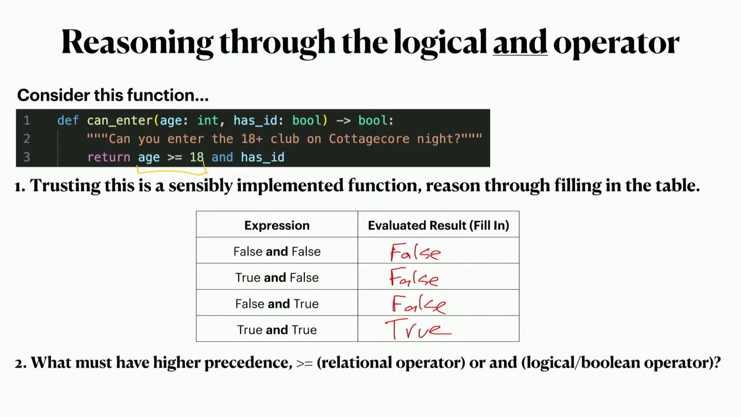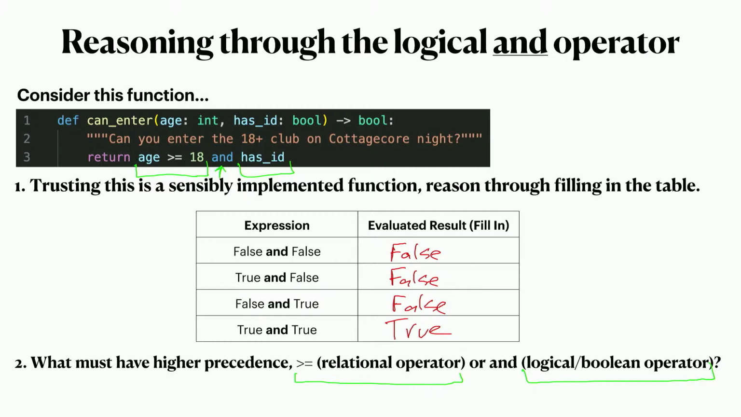Lastly, I want to give you a chance to respond to question 2. What do you think has higher precedence, relational operator or the logical Boolean operator of and? Because in order for it to be true, both of them have to be true, or else it's going to be false. You're correct. Does the and evaluate first, or do you have to evaluate this to be true or false before evaluating the and? You'll have to evaluate the greater than or equal to first.